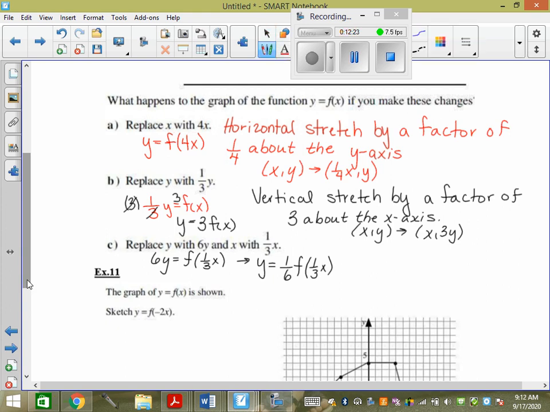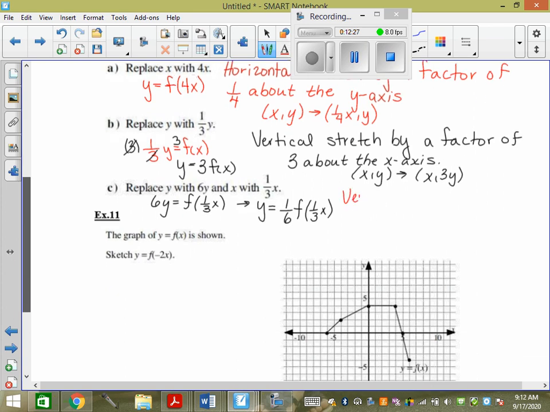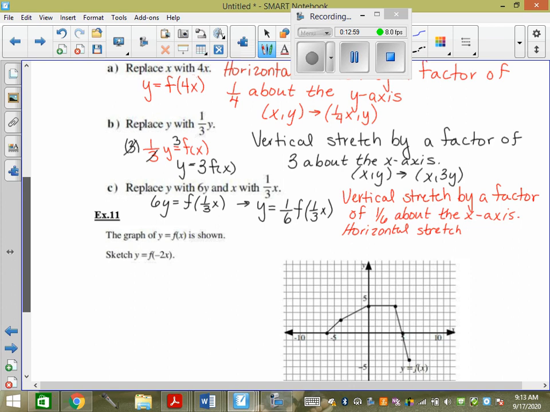I always have to go in the order stretch, reflect, translate, right? SRT. So I'm going to do a vertical stretch by a factor of what? By a factor of 6, about the x-axis. And a horizontal stretch by a factor of what? 3, because those flips about the y-axis. And then my mapping uses these numbers. So if in this wording I have 1/6 and 3, my mapping will have 1/6 and 3, right? Mapping, word, same thing. So I'm going to get xy becomes 3x, comma 1/6 y.